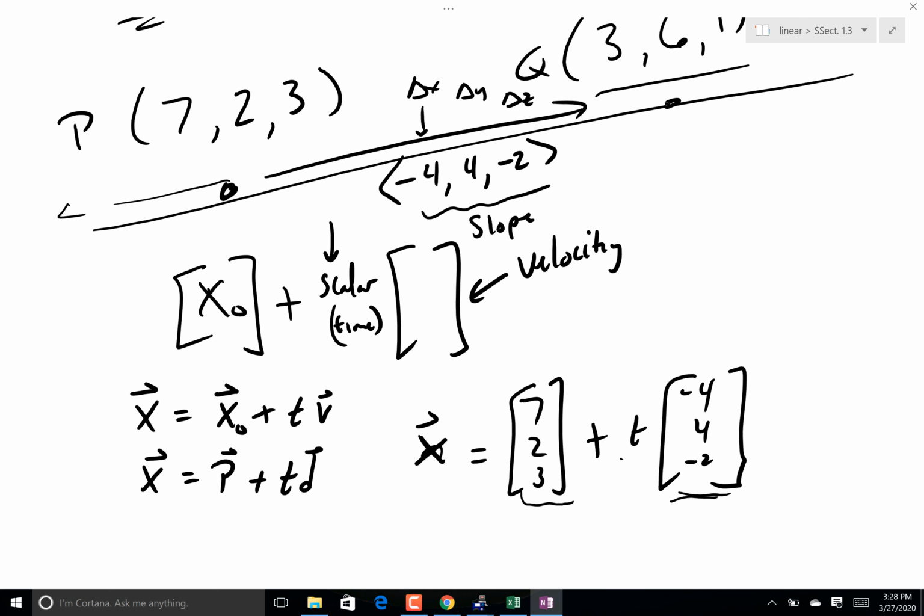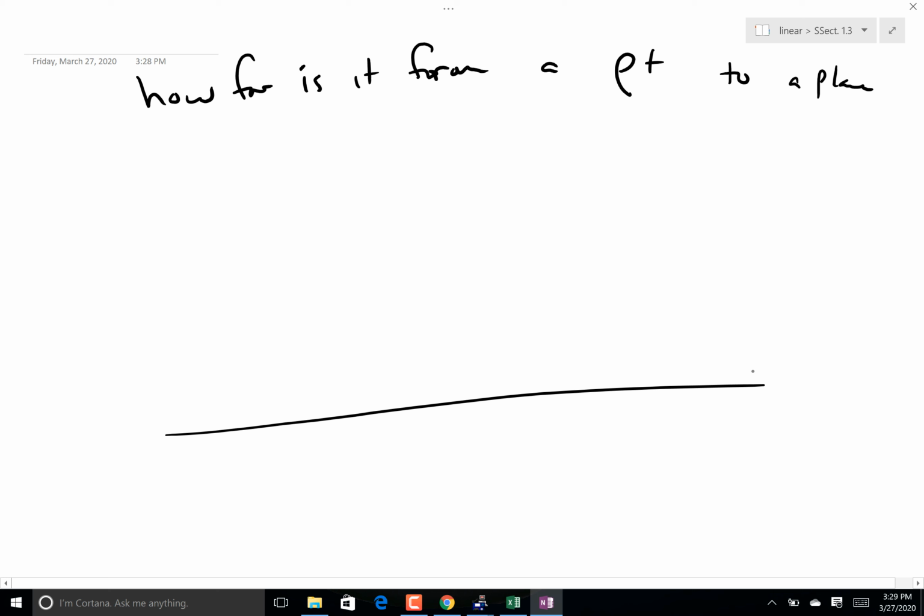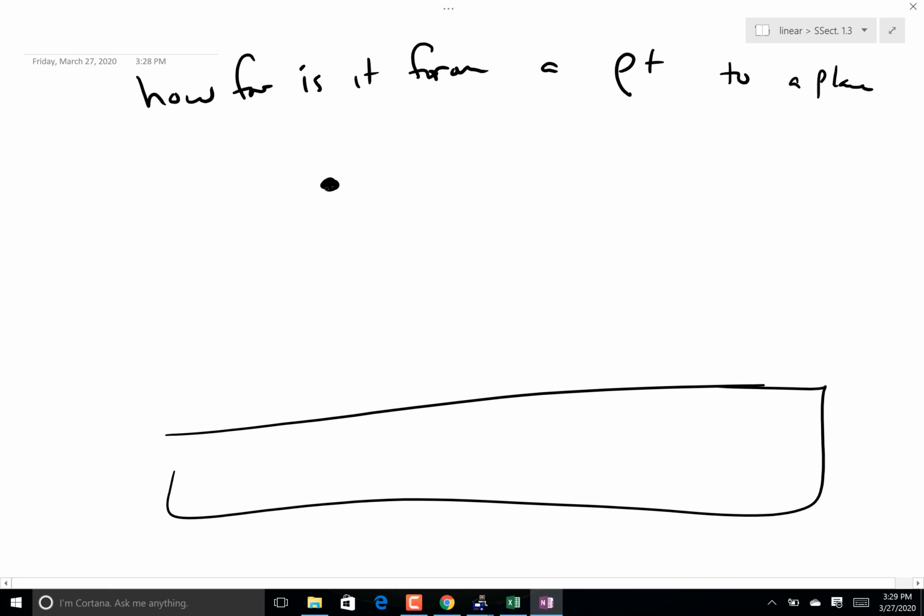That's pretty good. Now, there's one last thing, and this one here: how far is it from a point to a plane? So let's say the plane is down here somewhere, and this point is up here like so. That's cool. Interesting.